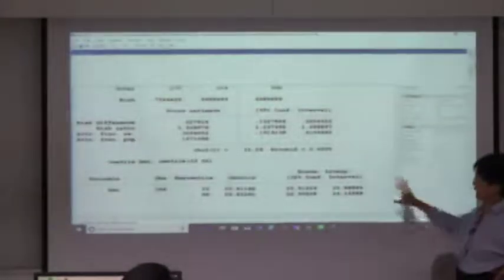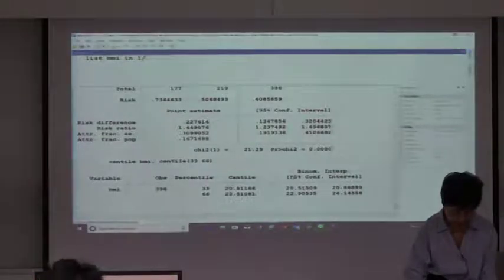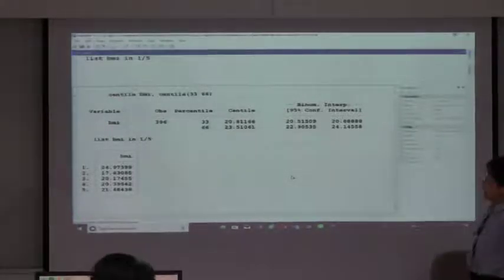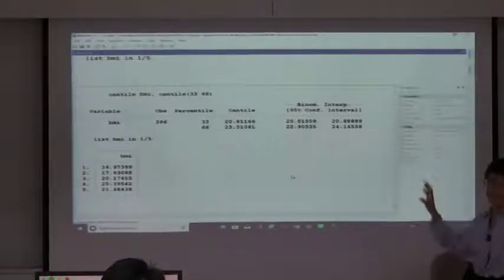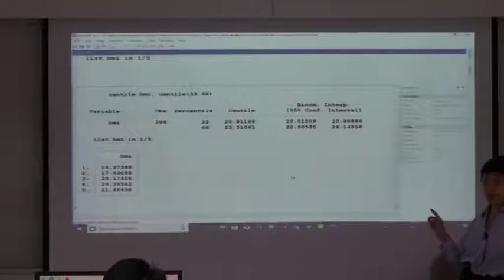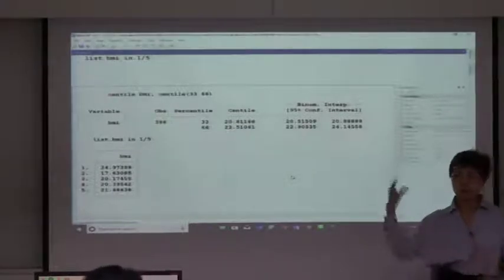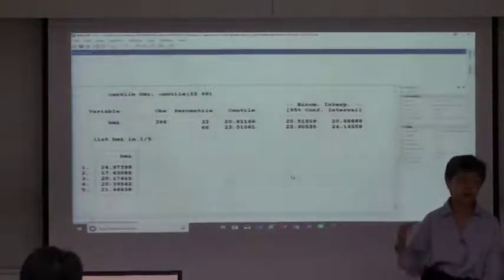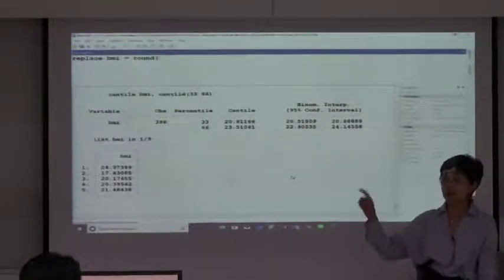Okay? To make it easy to work on the data, if you list BMI in 1 over 5, you can see that we store BMI with five decimal points. That is from calculation: we collected the weight and height and then calculated the BMI. So right now, to make it much easier, we are going to get rid of the decimal points: replace BMI equal round number BMI.